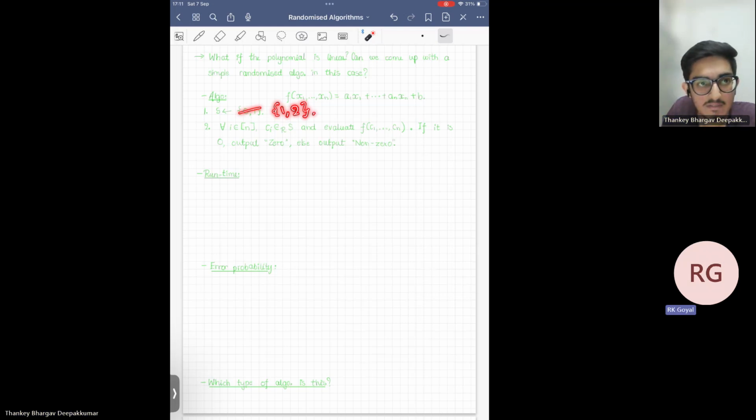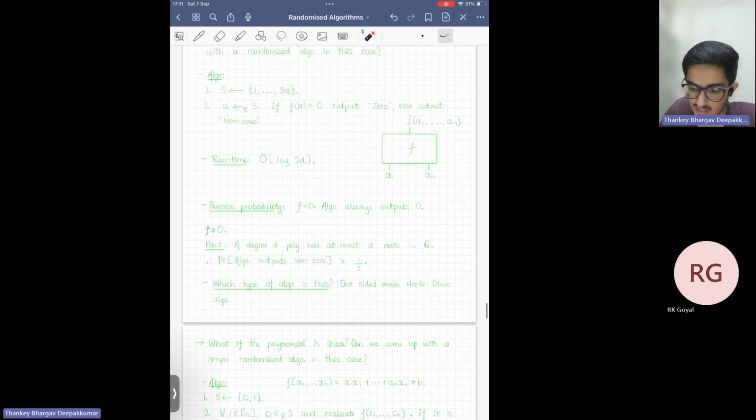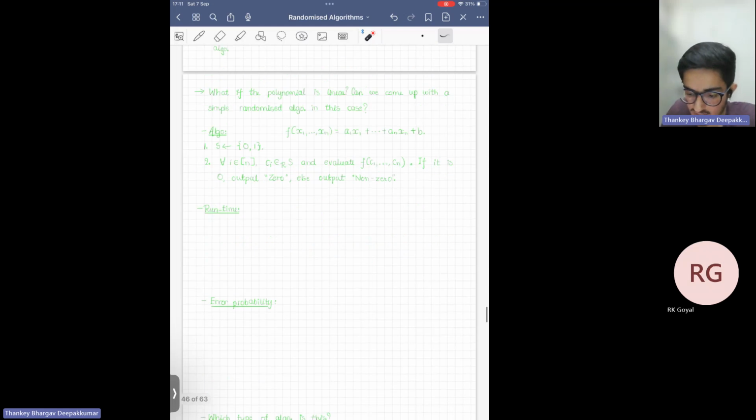In fact, this is also not fine, because we have been given n number of variables. So why pick values of these variables from a set which has only two elements? Why not a set having more elements, say 10 elements or say 2n elements? Yesterday I used 2D for some reason. The size of the set being 2D will become clear when we look at error probability.